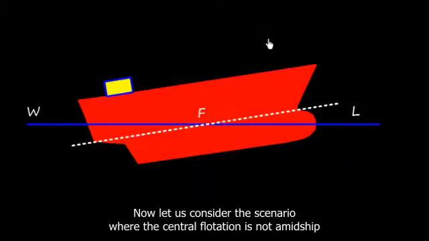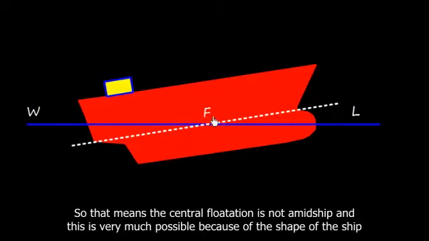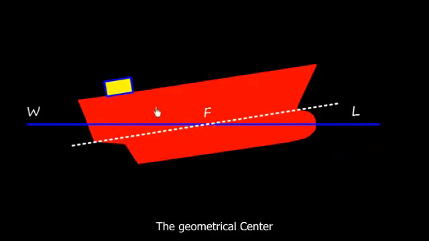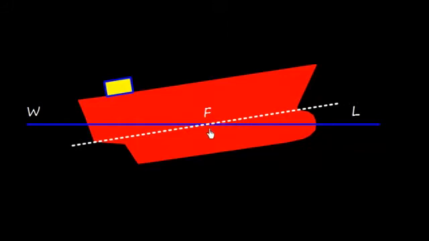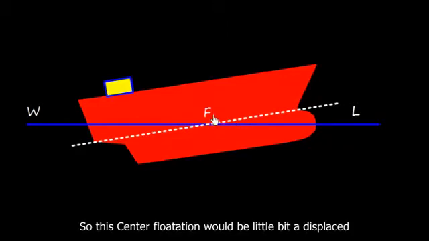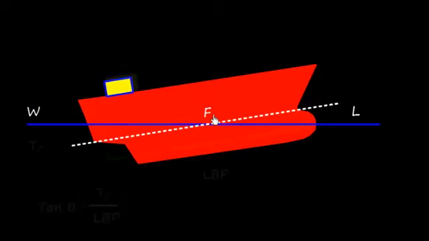Now let us consider the scenario where the center of flotation is not amidship. This is very much possible because of the shape of the ship. The geometrical center of the water plane area could be different, so it may not be exactly at amidship. This center of flotation could be a little bit displaced from amidship.